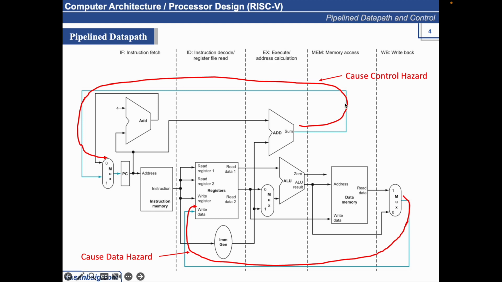And the control hazard: by the time we reach this point, the next instruction might have already been fetched. It could be the next instruction in order, or it could be a branch instruction. Okay, so that also causes a control hazard.